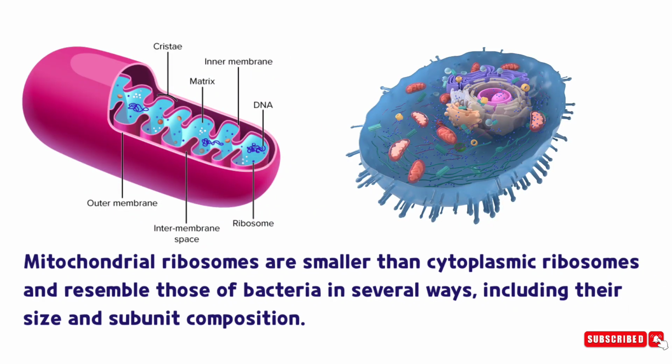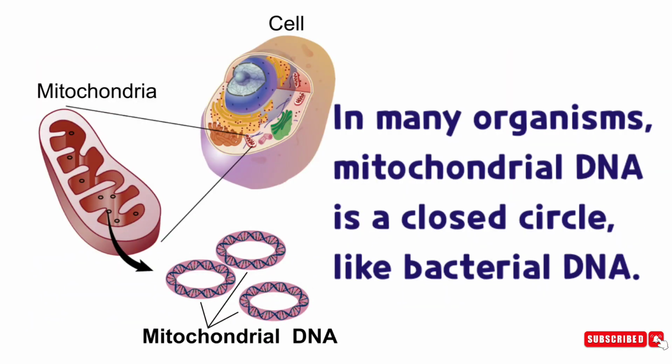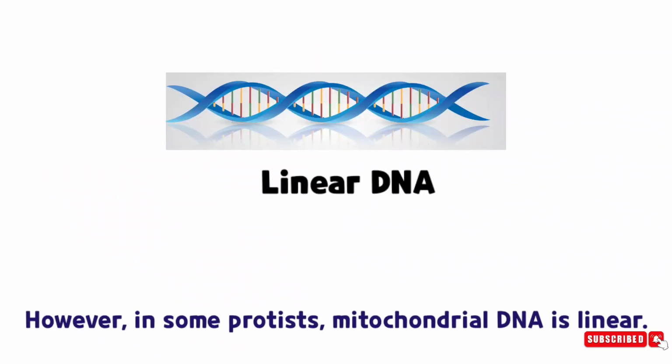Mitochondrial ribosomes are smaller than the cytoplasmic ribosomes and resemble those of bacteria in several ways, including their size and subunit composition. In many organisms, mitochondrial DNA is a closed circle like bacterial DNA. However, in some protists, mitochondrial DNA is linear.